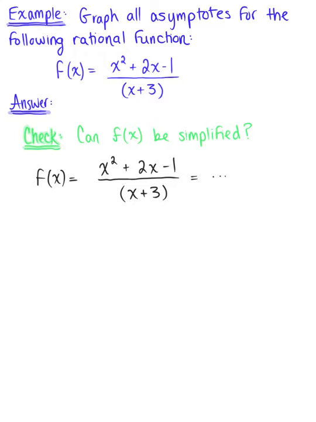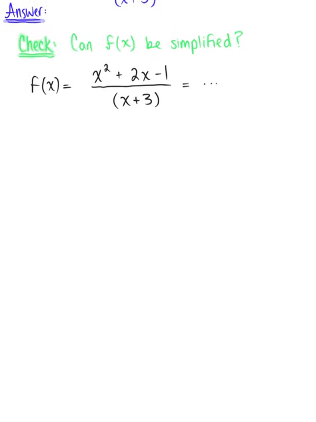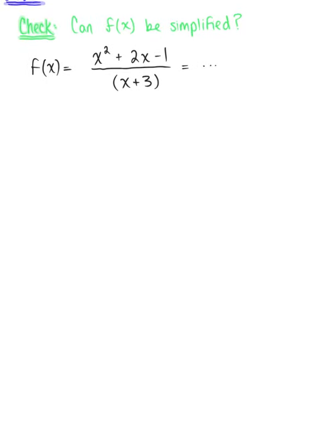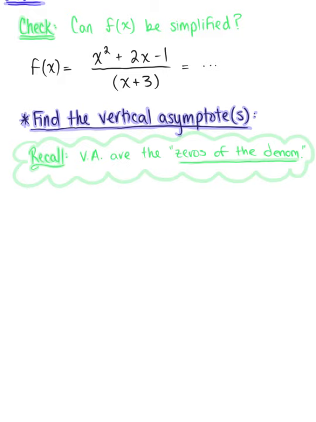Perfect. So now that we have verified that this rational function is as simplified as it can be, we're ready to go ahead and start finding the asymptotes. So our first asymptote is the vertical asymptote. Now I want you to recall that vertical asymptotes are the zeros of the denominator.